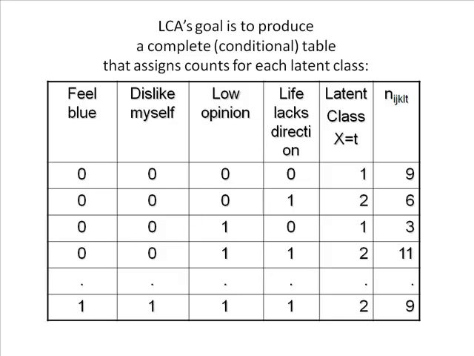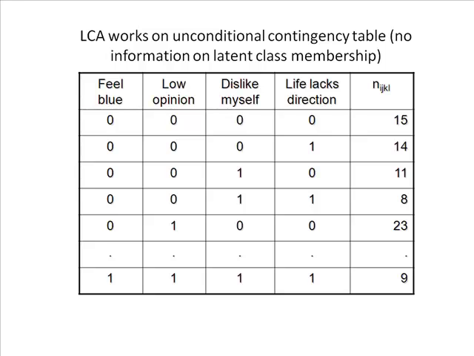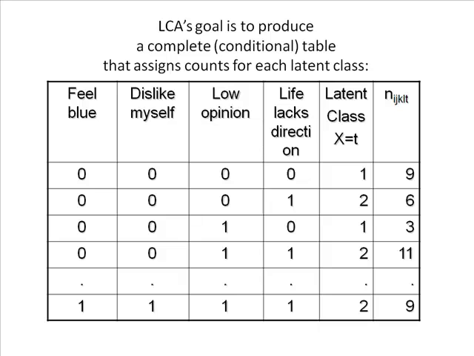It converts this unconditional contingency table into a conditional contingency table, whereby it adds this extra column of membership into either latent class 1 or latent class 2 or more latent classes, and it gives you the numbers it expects to be in each of these latent classes.